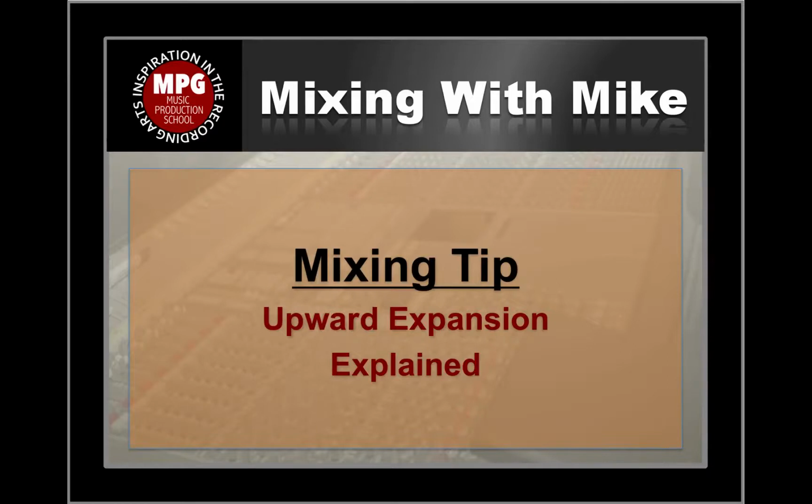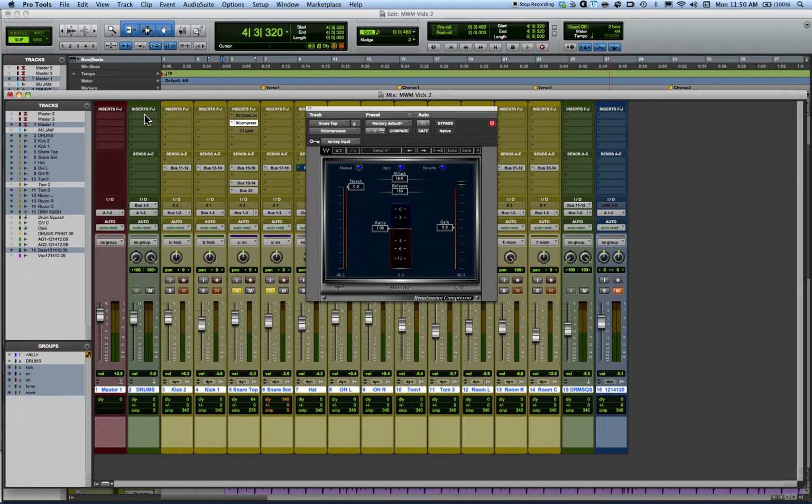This Mixing with Mike tip is on upward expansion. So when we talk about the four different types of dynamics processing, upward expansion is one that's more recently come into a bit of focus. What an upward expander does is it takes signals above threshold and increases the gain above threshold. So it's the literal opposite of compression.